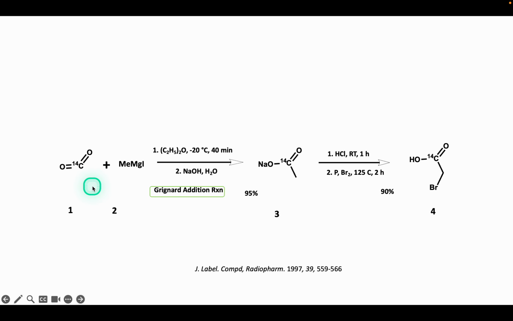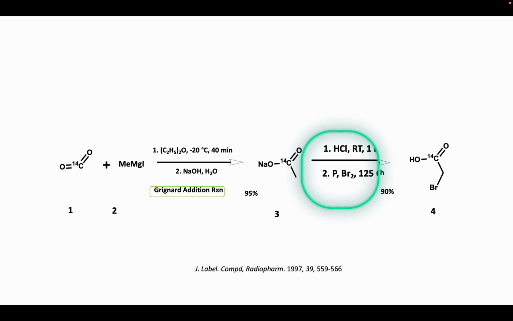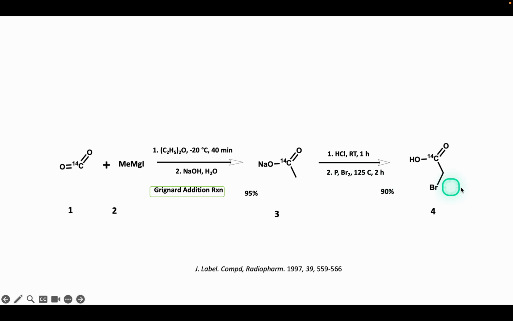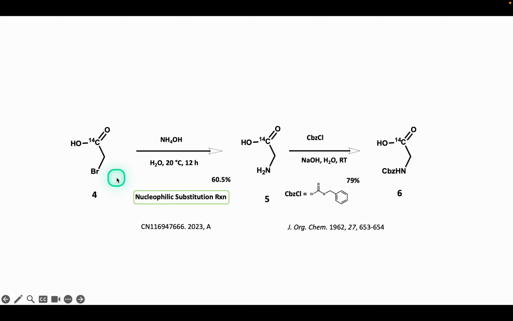The nucleophilic addition to the labeled carbon dioxide by the methyl Grignard reagent leads to the formation of labeled acetate, which, upon subsequent treatment with hydrochloric acid and then with molecular bromine in the presence of phosphorus, generates bromoacetate 4. The nucleophilic substitution of bromine in compound 4 with ammonium hydroxide generates the labeled glycine.